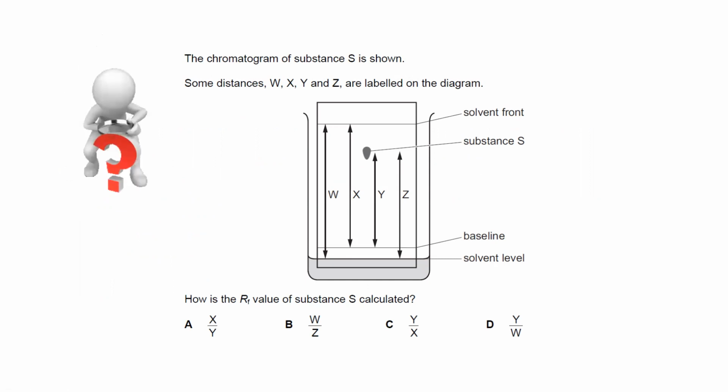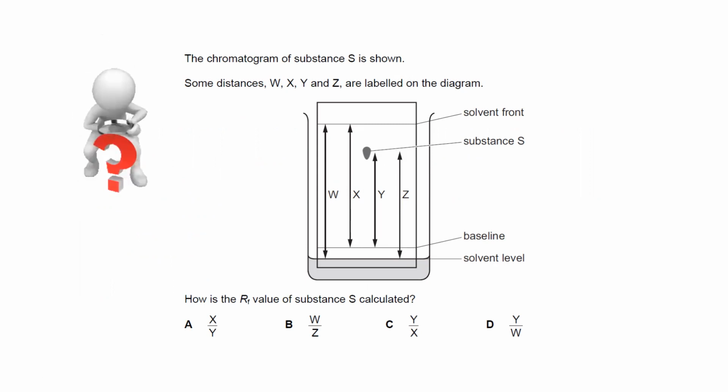The chromatogram of substance X is shown. This time, instead of mentioning the length, they mention alphabets, like the length W. W is starting from the level of the solvent till the last point. X is from the origin till the solvent. Y is from the origin till the spot. And Z is from the solvent start till the spot. Instead of mentioning the length, they use these variables, alphabets.